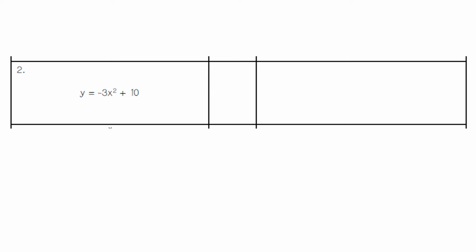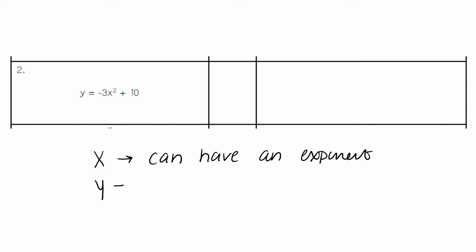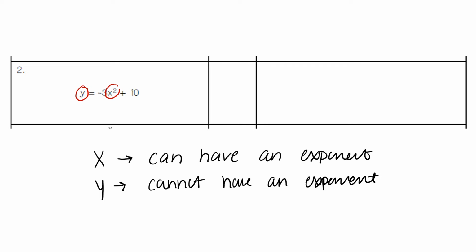For number 2, we have the equation y equals -3x squared plus 10. Remember, when we were talking about equations, we said x can have an exponent. Y cannot. So, in this problem, y is by itself, x has the exponent, so this would be a function. And again, just like we mentioned, because x can have an exponent.